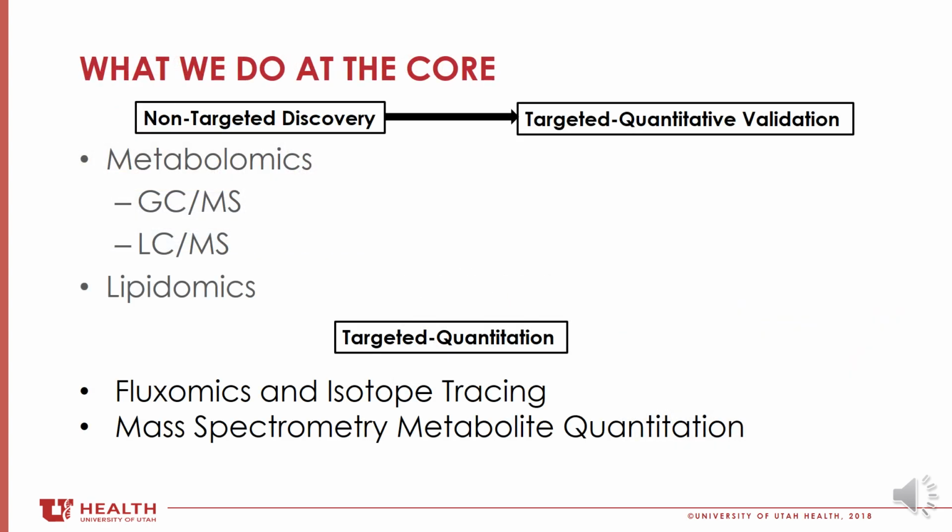So what do we do with the Metabolomics core? Well, we do metabolomics, of course, lipidomics. We also do fluxomics and isotope tracing and mass spectrometry or just general metabolite quantitation. And this could be of peptides and small molecules. In general, for metabolomics and lipidomics, we work from a non-targeted discovery approach to a targeted quantitative validation approach. We use GCMS and LCMS for metabolomics, and for lipidomics, we mainly use LCMS.